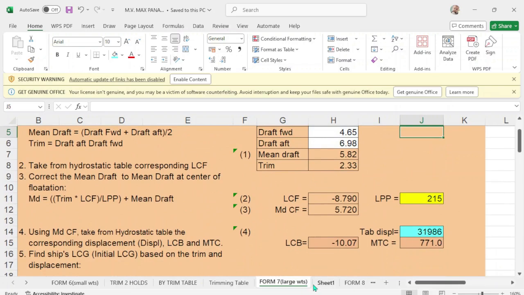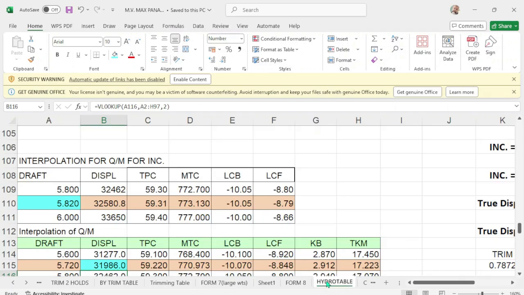But if we go to the hydrostatic table, what will be the hydrostatic table? Drop is 5.72. I got here 31988, but here is 31986. We'll just follow this one.